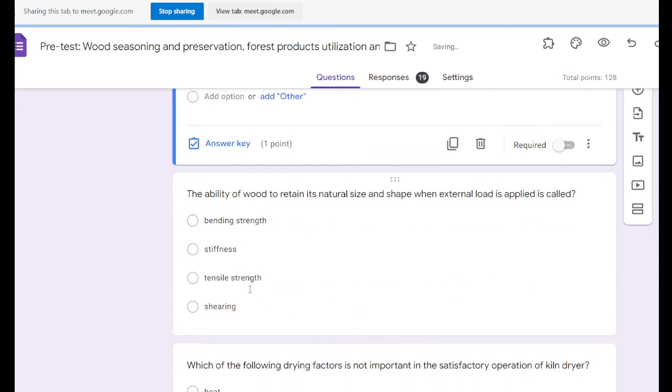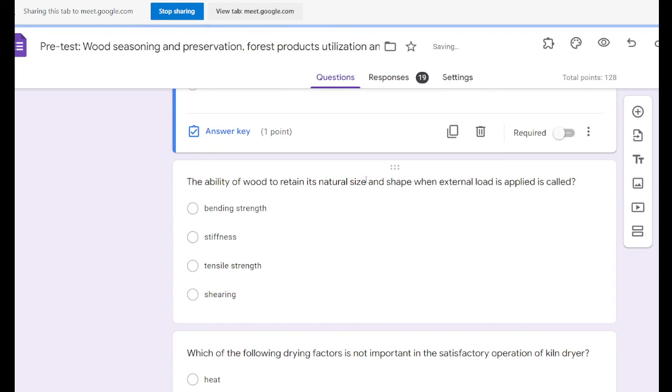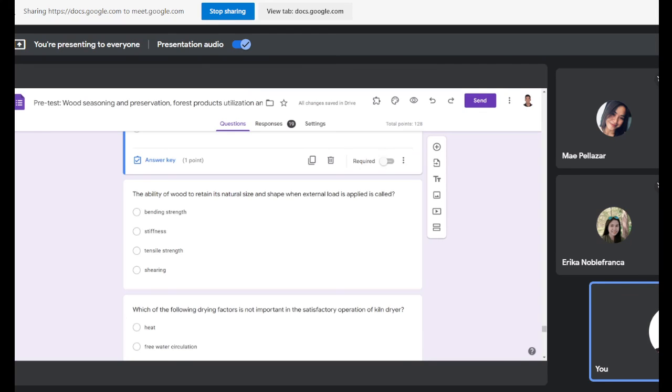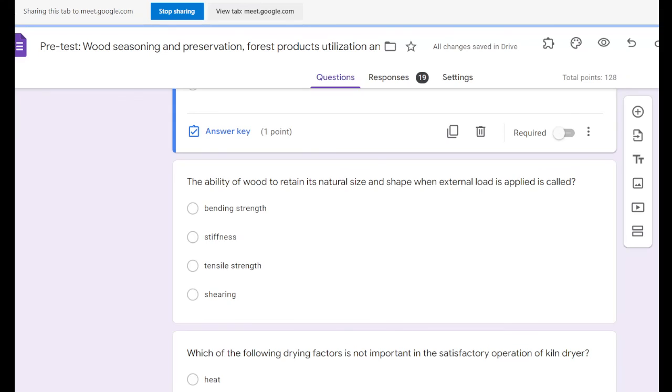Next, the ability of wood to retain its natural size and shape when external load is applied is called... Regine. Ivy Rose. Stiffness, sir. Yeah, stiffness. Other terms for stiffness are Young's modulus or modulus of elasticity.